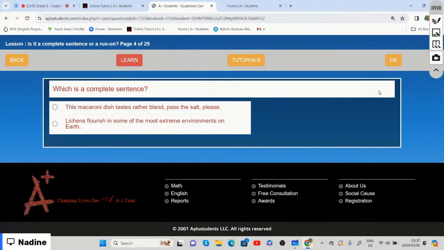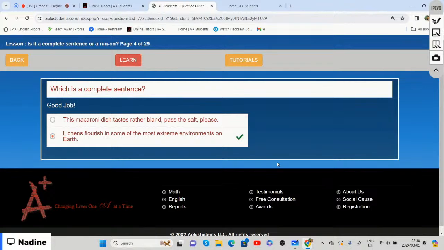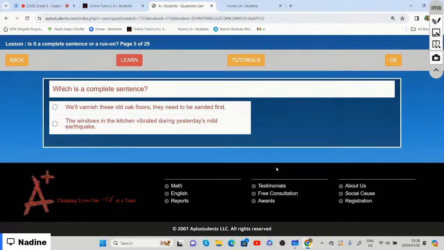So this macaroni dish tastes rather bland. Pass the salt, please. So we need to select a complete sentence. So we can say, lichens flourish in some of the most extreme environments on earth. Is it legions or lesions? Lesions.